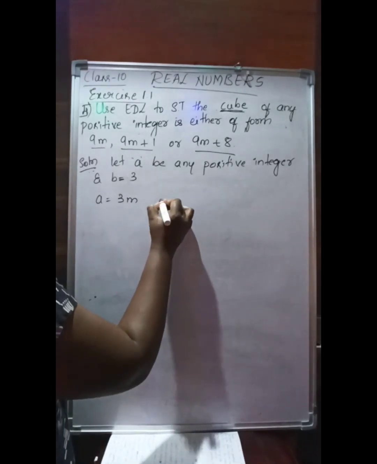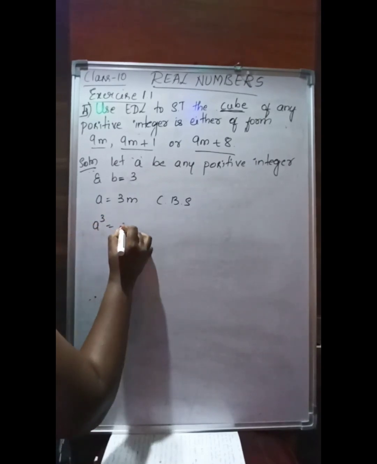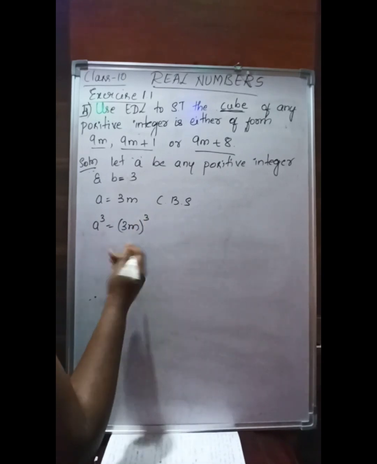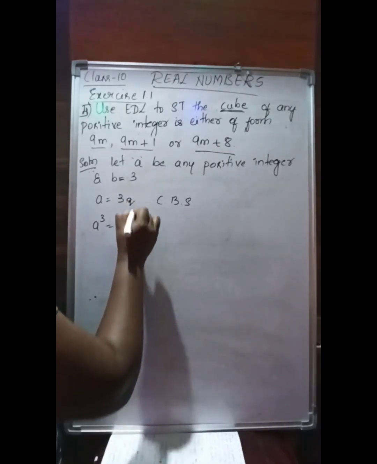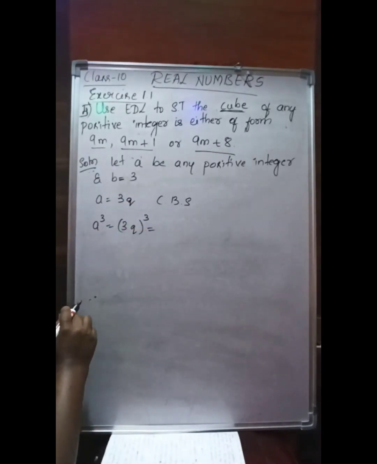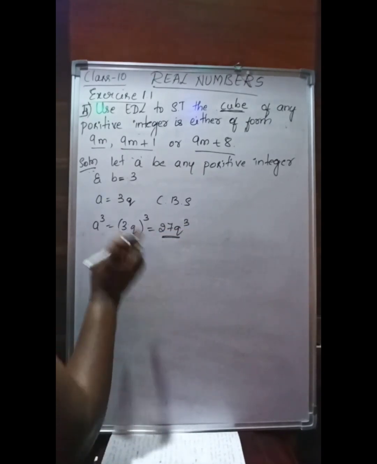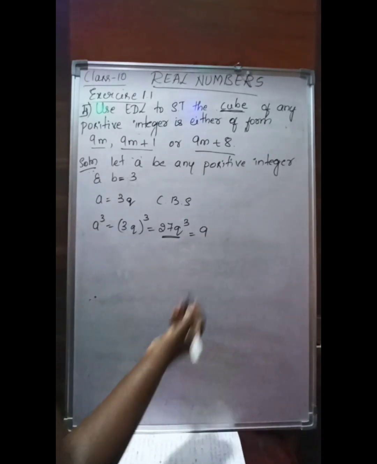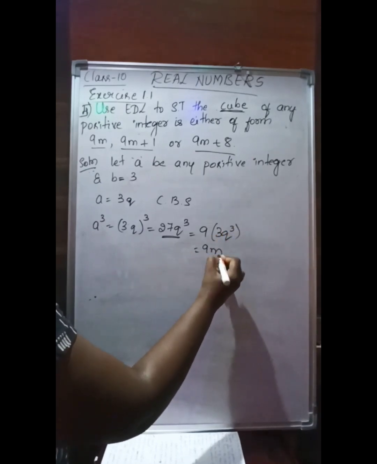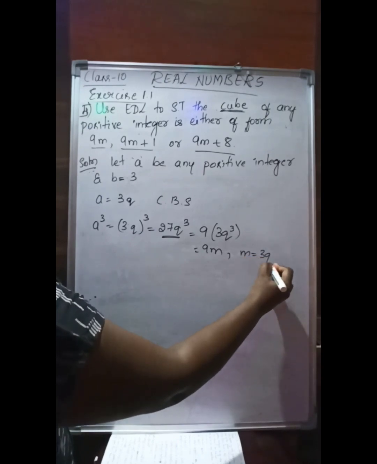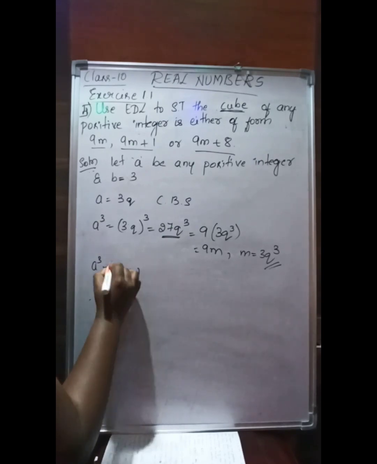So here what we have to do, we have to cube on both the sides. a cube equals 3m whole cube, or you can consider 3q whole cube. So 3 3 is a 9, 9 3 is a 27, q cube, right? So how we have to represent this in the form of 9m? So take 9 as common. 9 3 is a 27, so 27 equals 9 into 3. So this is 9m, where m equals 3q cube. Clear? Like this you do it for 3q plus 1 whole cube.